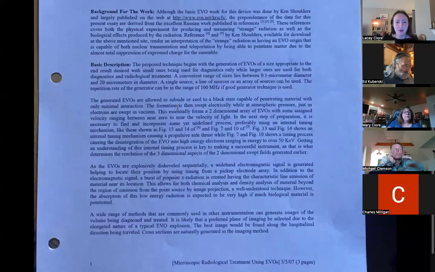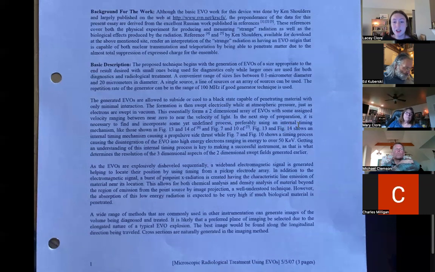The generated EVOs are allowed to subside or cool to a black state, capable of penetrating material with only minimal interaction. The formation is then swept electrically while at atmospheric pressure, just as electrons are swept in a vacuum. This essentially forms a two-dimensional array of EVOs with some assigned velocity ranging between near zero to near the velocity of light.